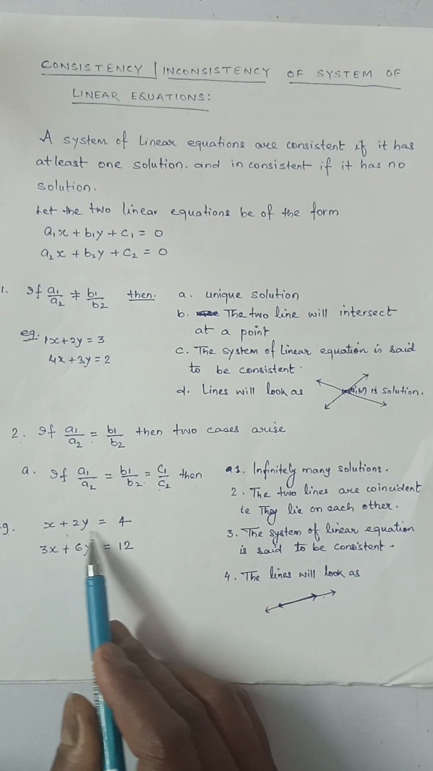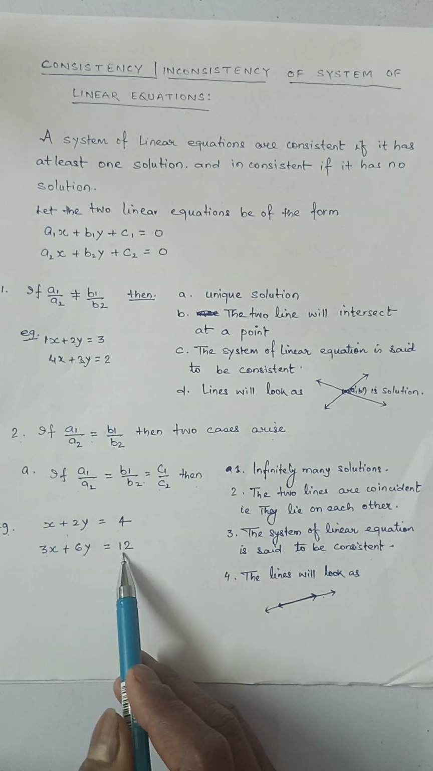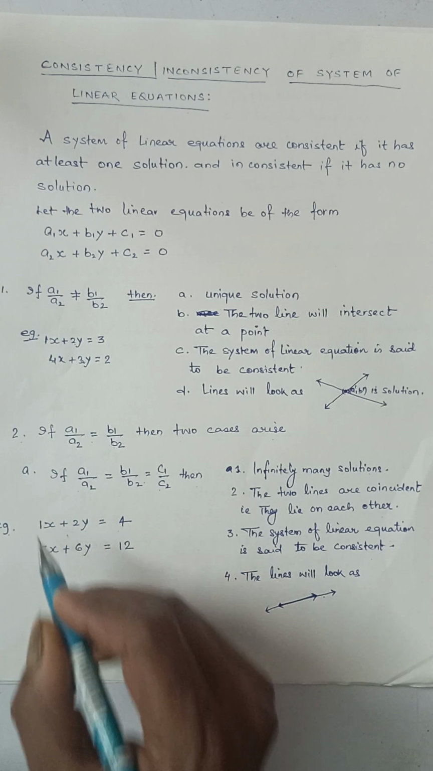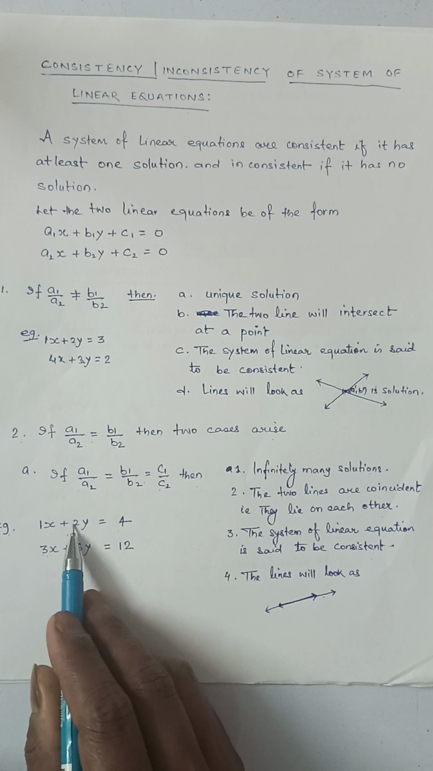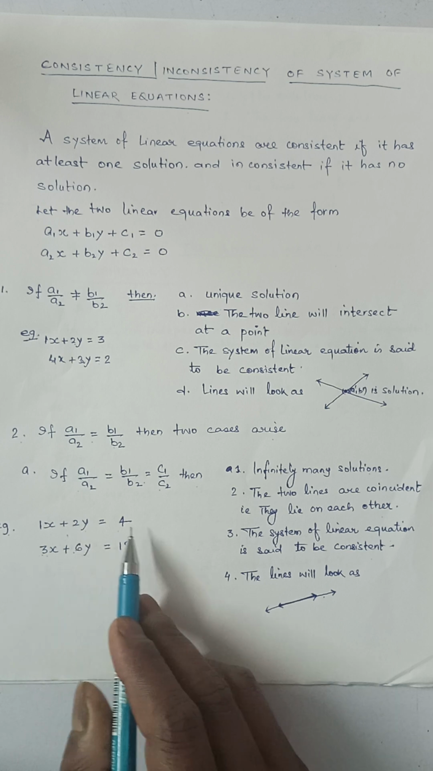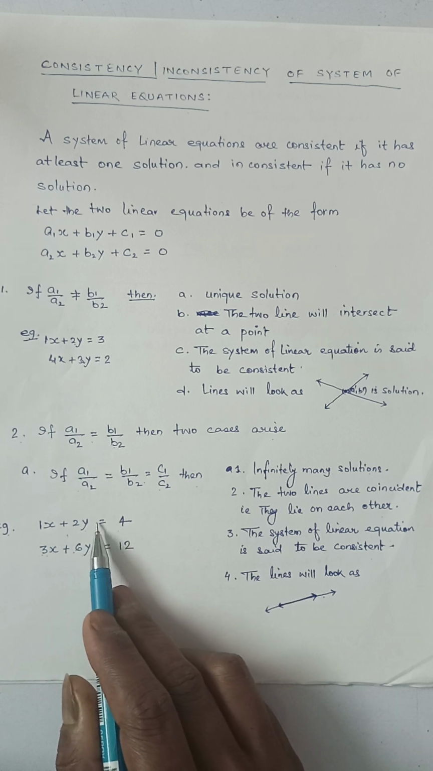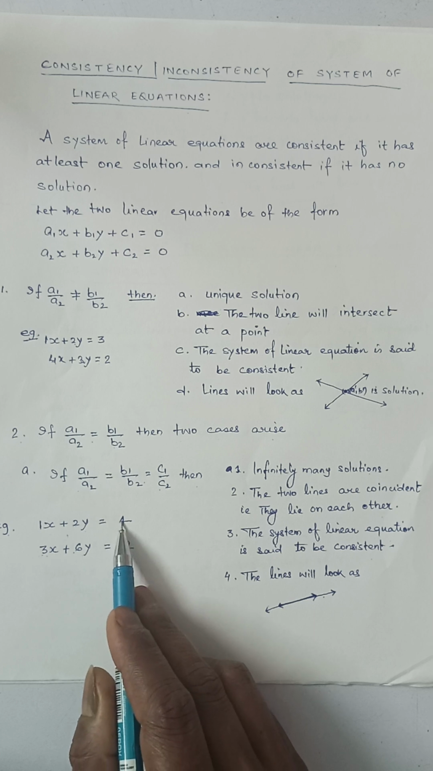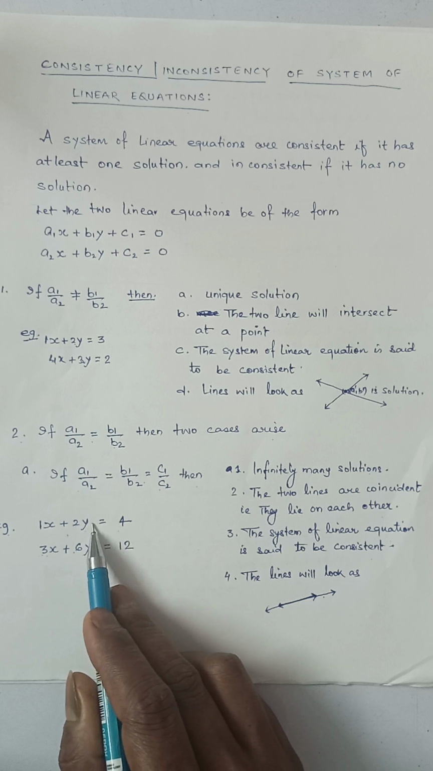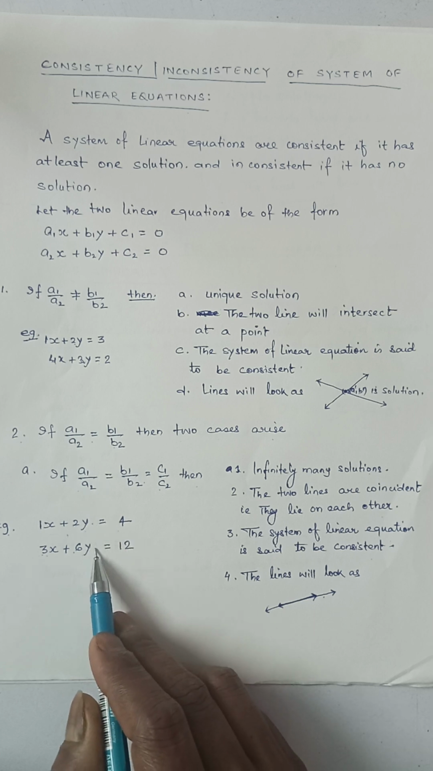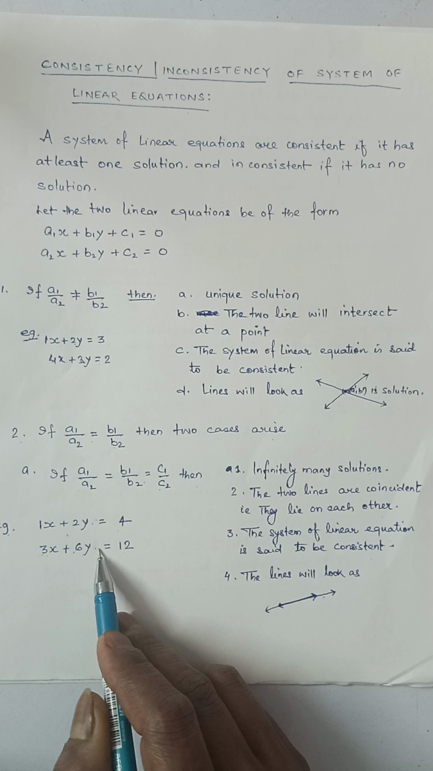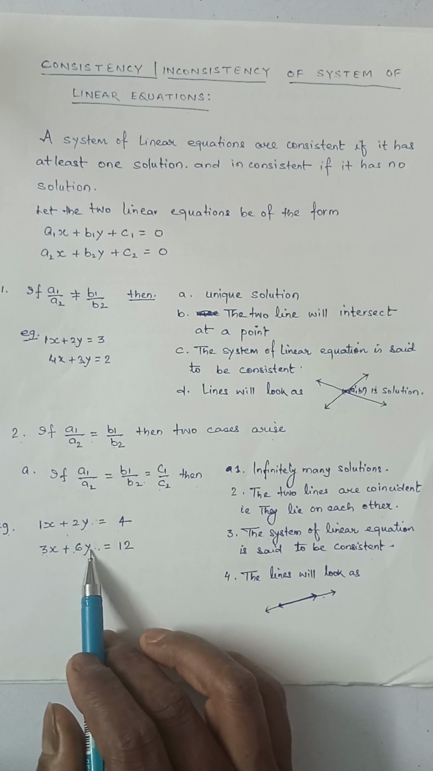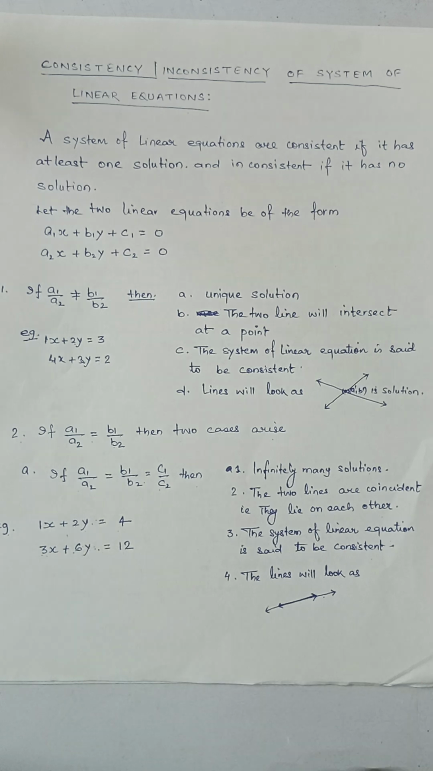Example, x plus 2y equals 4 and 3x plus 6y equals 12. So here you can say a1 upon a2 is 1 upon 3, b1 upon b2 is 2 by 6, which is 1 by 3, and c1 upon c2 is 4 by 12. If you want, you can bring it to this side and say minus 4, and this, if you bring this side, will become minus 12. So minus 4 upon minus 12 will become 1 by 3 again. So the given system of linear equations will have infinitely many solutions.